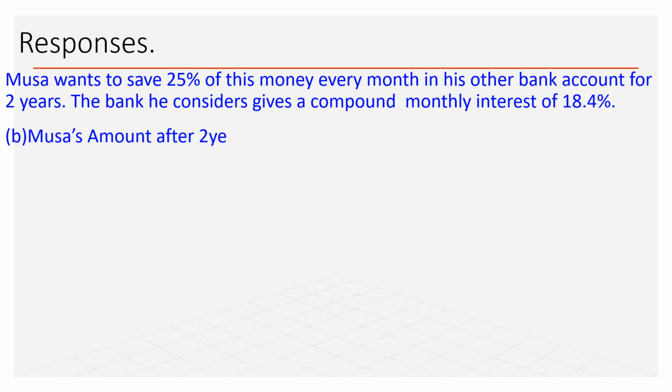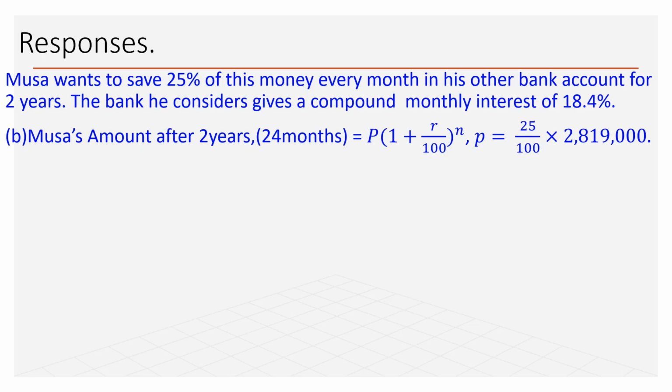So he wants to save 25% for 2 years, and the interest rate is 18.4%. Musa's amount after 2 years. 2 years we have 24 months. So we need to know that this is acting per month, every month. So we need to convert years into months, and 1 year has 12, then since there are 2 times 12, that is 24.